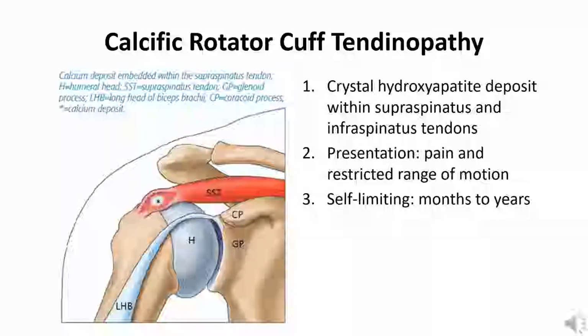Crystal hydroxyapatite deposits are typically found within the supraspinatus and infraspinatus tendon. Females, especially in their 40s and 50s, have this condition. This pain and range of motion limitation normally resolves within a few months. However, it can occur for years.